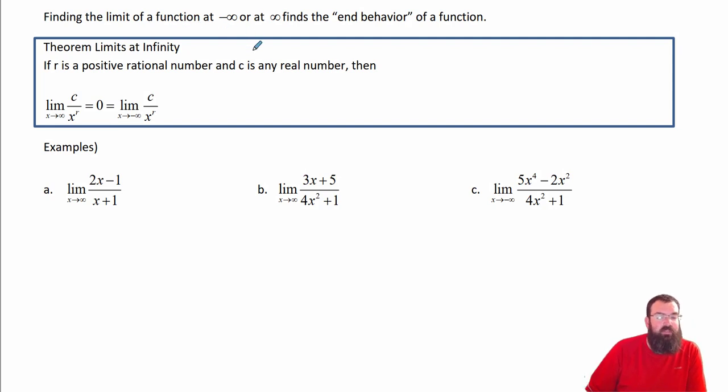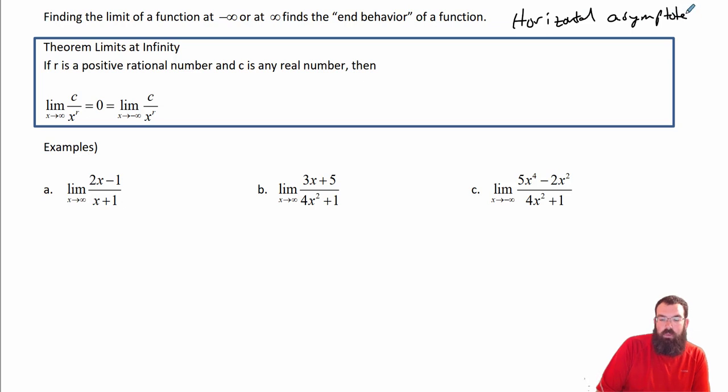Now, if we want to find the limit of a function at negative infinity or at infinity, we're talking about end behavior. End behavior is talking about a horizontal asymptote. Okay? So we have some theorems. If r is a positive rational number and c is any real number, then the bigger the bottom gets divided by the top, it's going to be 0, whether it goes to positive or negative.